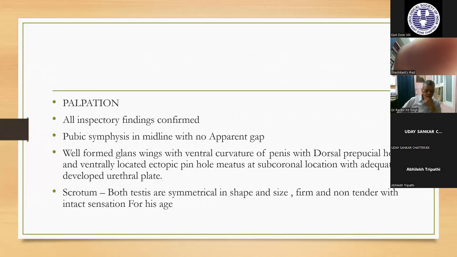Palpatory findings: whatever we have seen on inspection is confirmed by palpation. Pubic symphysis is in the midline, there is no apparent gap. Well-formed glans with ventral curvature of penis, dorsal preputial hood, and a ventrally located ectopic pinhole meatus at subcoronal location. Urethral plate is not adequately developed, I feel that it is smaller in size, less developed. Scrotum: both testes are symmetrical in shape and size, non-tender, with intact sensation for his age. Next.